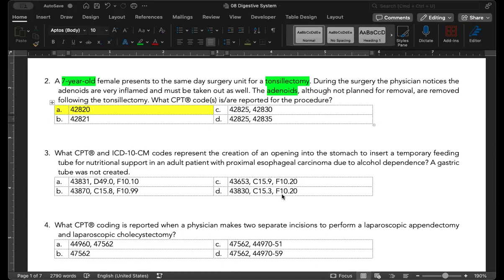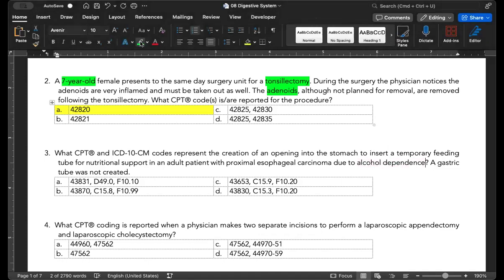So F10.20. And then once you get there, what is our code description for F10.20? Alcohol dependence, uncomplicated. So that sounds like what we've got here, right? Alcohol dependence, and they don't state that there's any complications. So we can confirm those 2 and we can rule out A and B.